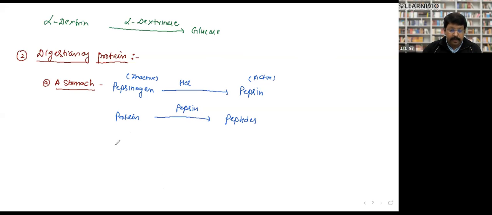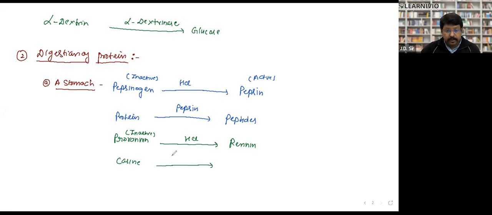Again, there is another enzyme called prorenin. This is also in inactive form. In the presence of HCl, prorenin is converted into renin. Now, what exactly does renin do? Renin breaks down the milk protein called casein.